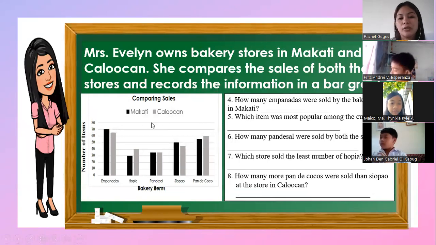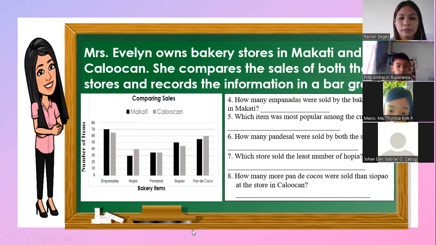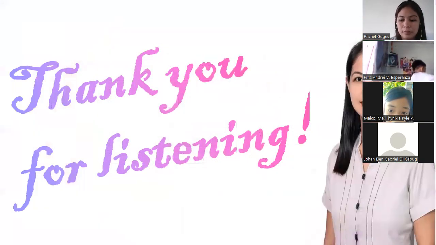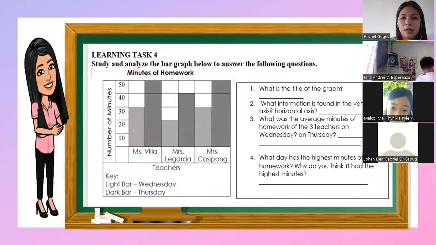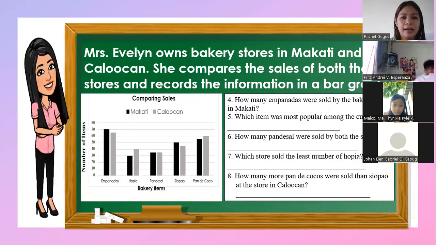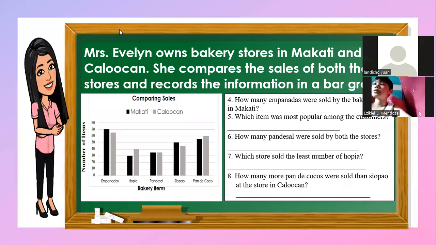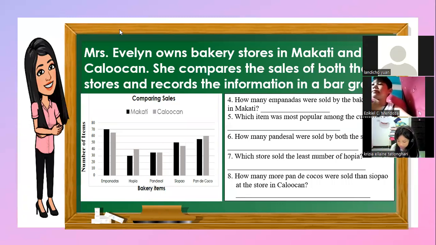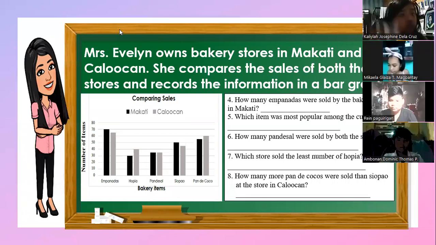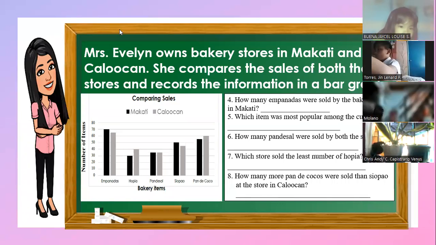Another. Sige nga, sagutan nyo nga ito in your paper. Sagutan nyo nga ito sa inyong papel ngayon na. Naglalaro po. Nakamute po kayo. Sinong naglalaro? May pinapasagutan ako.